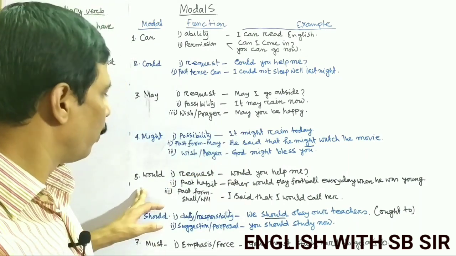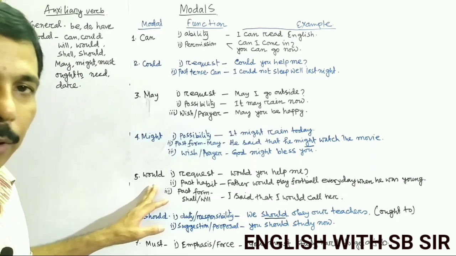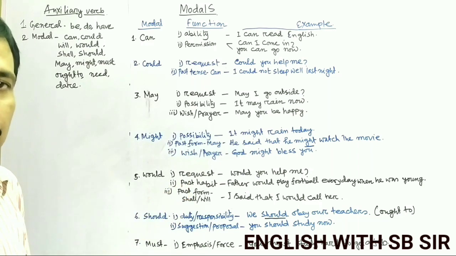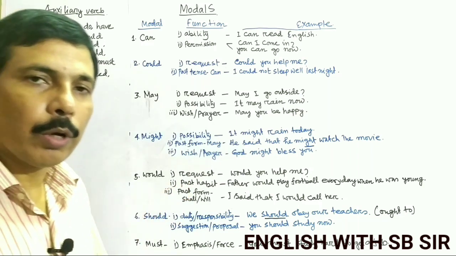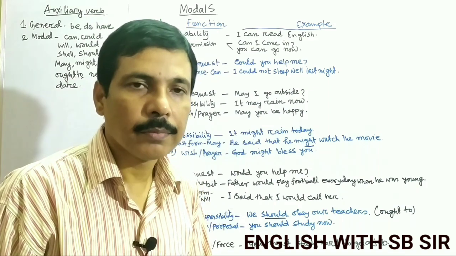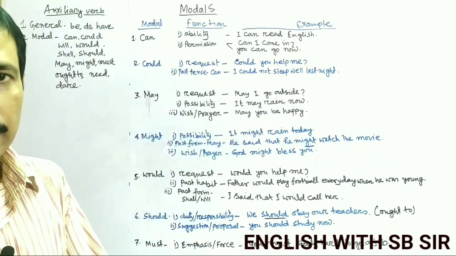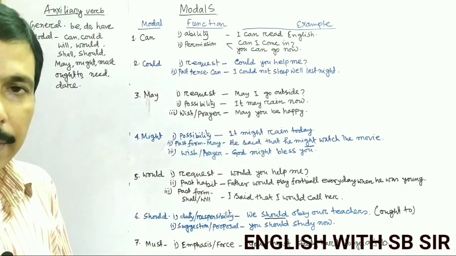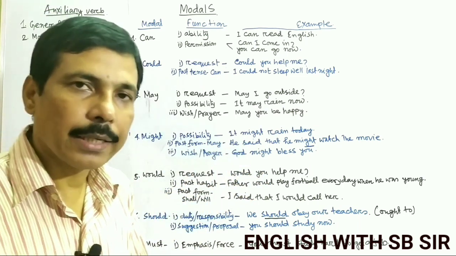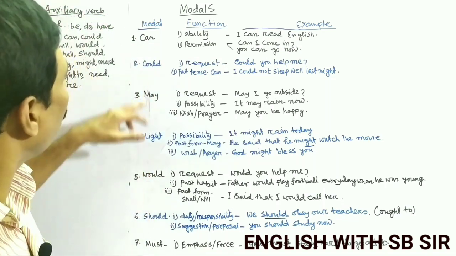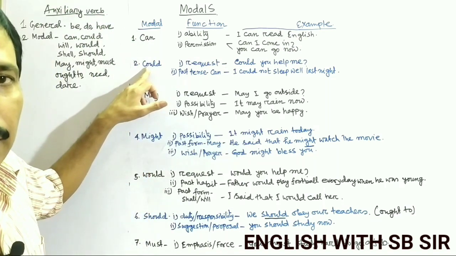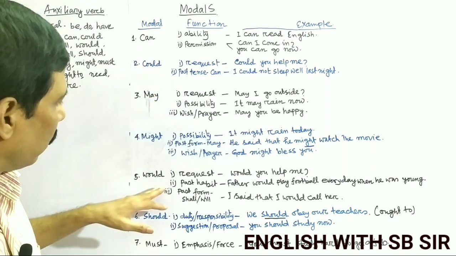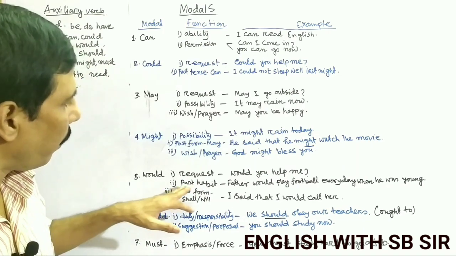Number 5, would. This is also very important. Would is first used as a request, as a polite form of request. Would you help me? Would you come today? Would you give me your book? These are examples of would, to express our request very politely. We can use would and also could to express our request politely. There is no difference.